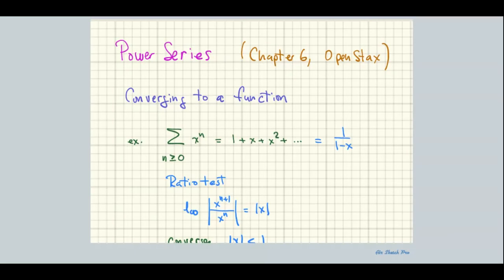Okay, so let's take a look at this canonical example, which is actually a geometric series. If x is a half, it's 1 plus a half plus a half squared plus whatever. And if x is 2/3, it's 1 plus 2/3 plus 2/3 squared plus 2/3 cubed. And that's what we're looking at here.